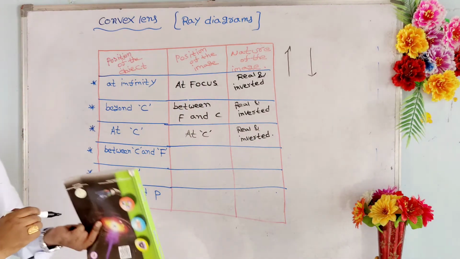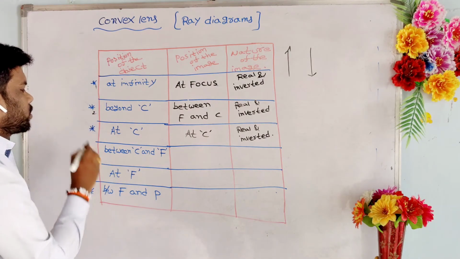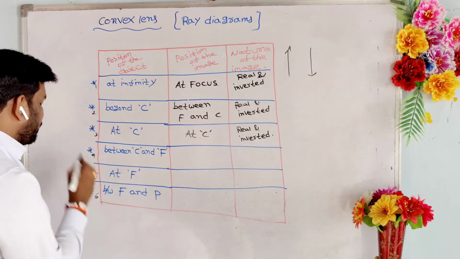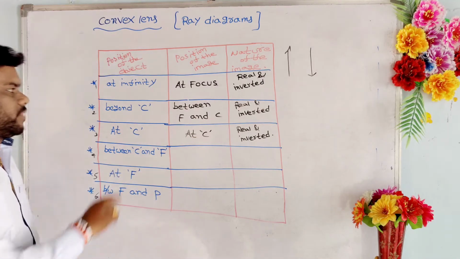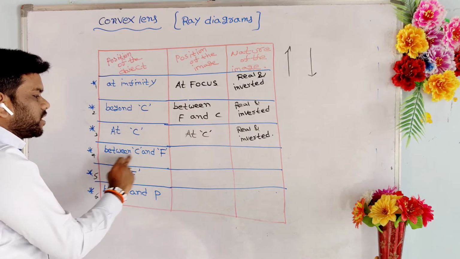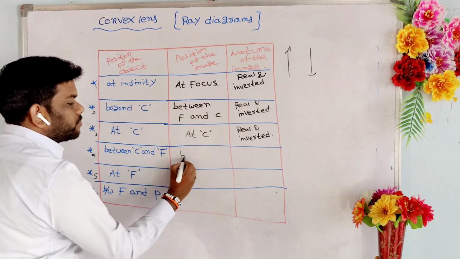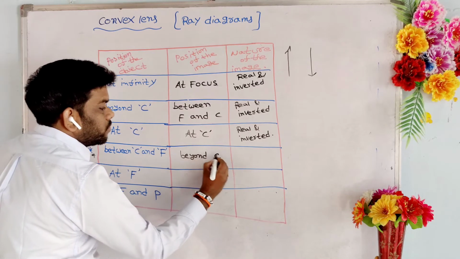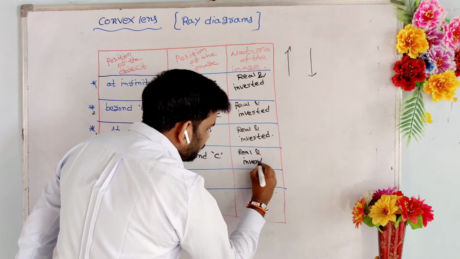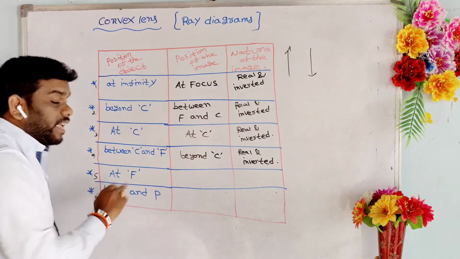And next one, between C and F. So exactly the first is at infinity, second is beyond C, third is at C, fourth between C and F, fifth at focus, sixth between F and P. So this ray diagram is exactly the opposite of the second ray diagram. Here, the position of the object is between C and F, then the image will be formed beyond C. This you have to draw in reverse. So this is also real and inverted.